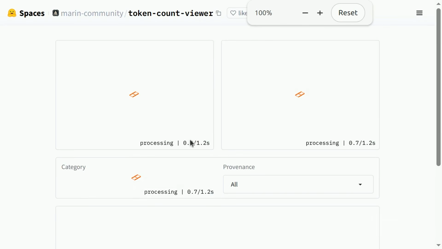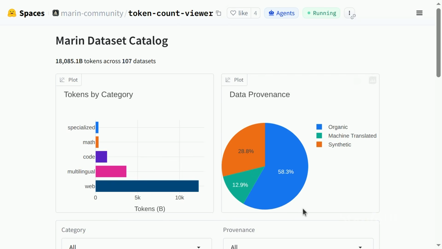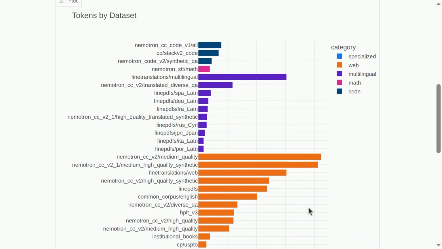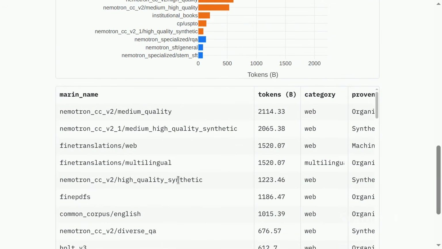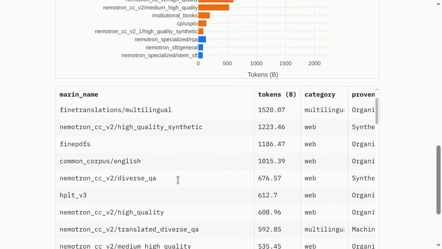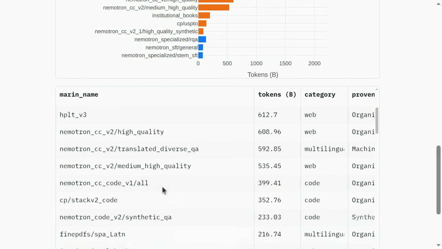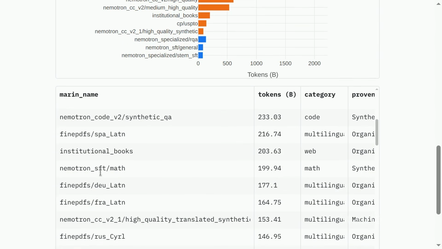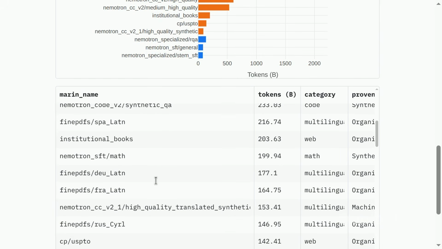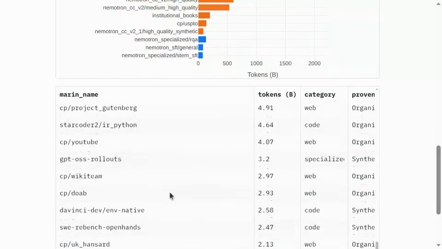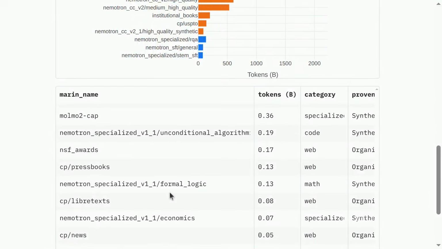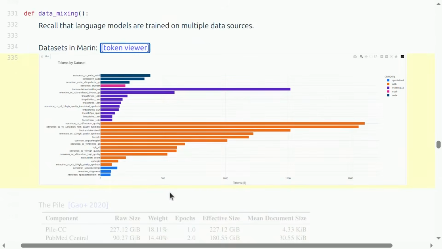So in Marin, currently, this website tracks the different data sources that the next model will be trained on, and you can see that there's a bunch of things. There's some Nemotron, there's Find PDFs, which we talked about. There's some institutional books, and some code and all these things. Okay, so you have all these different sources, and the question is, how do you combine these?